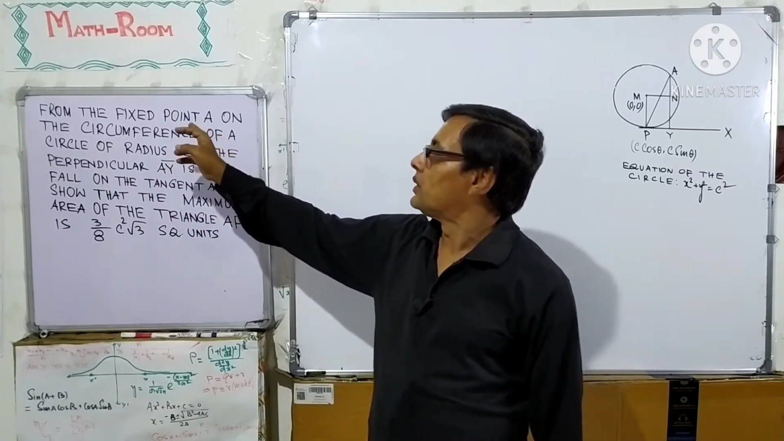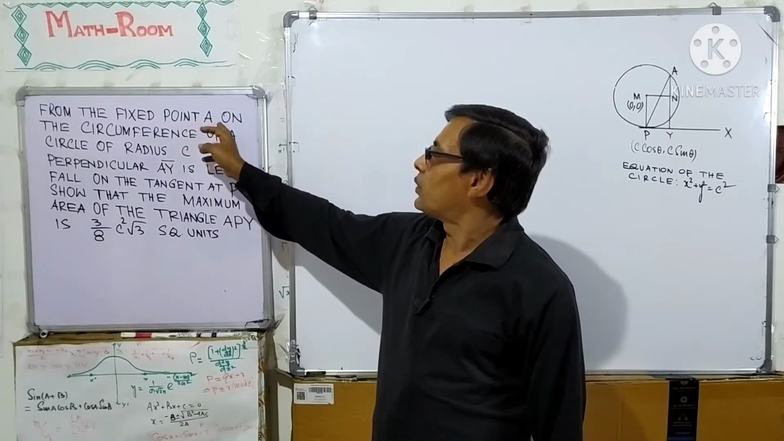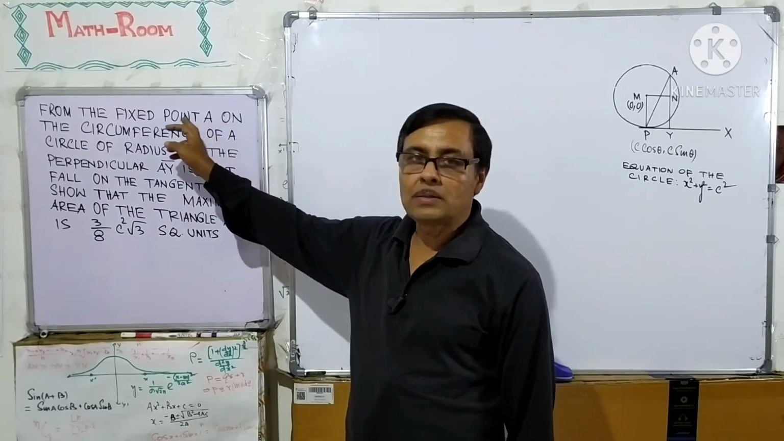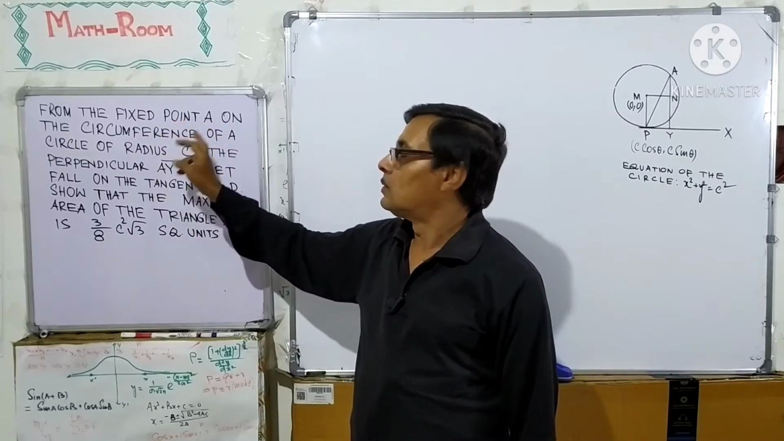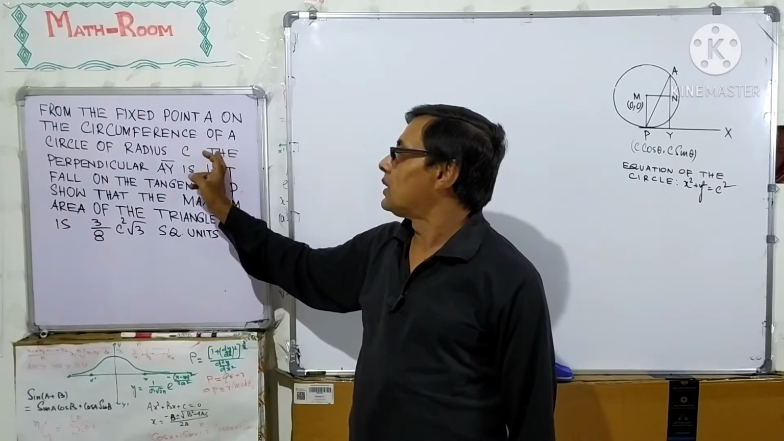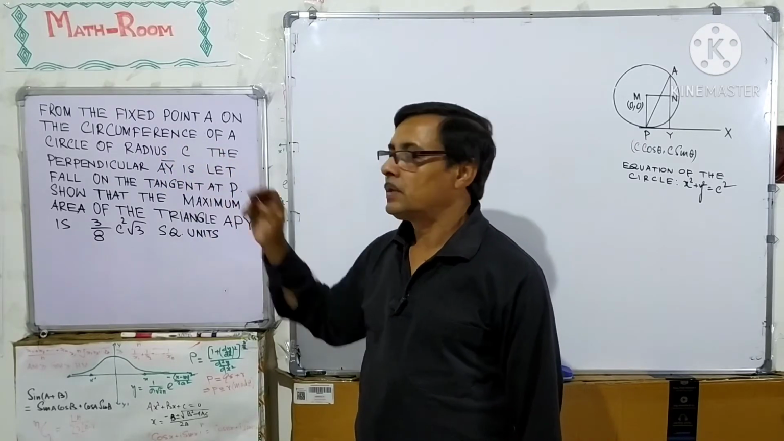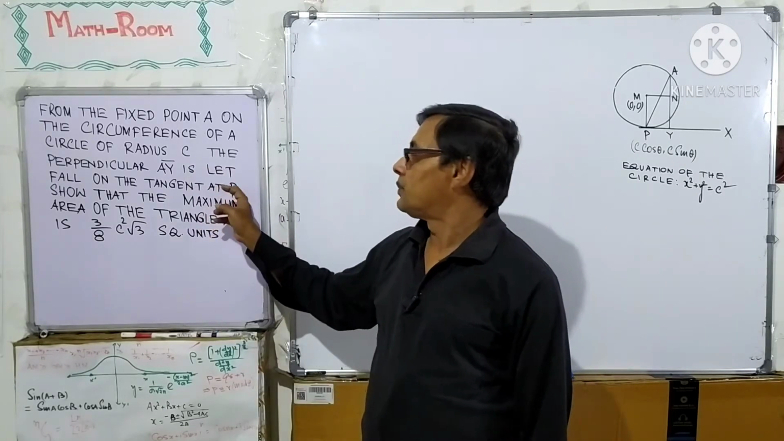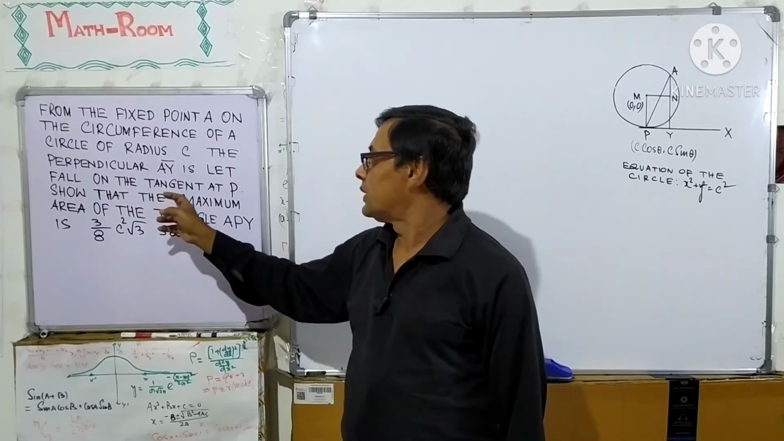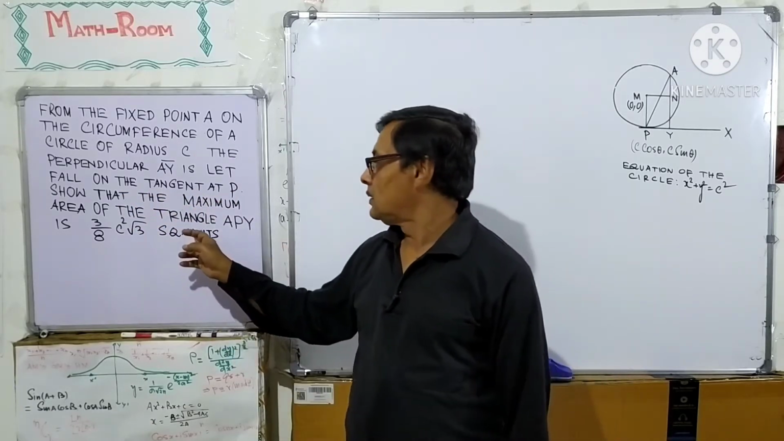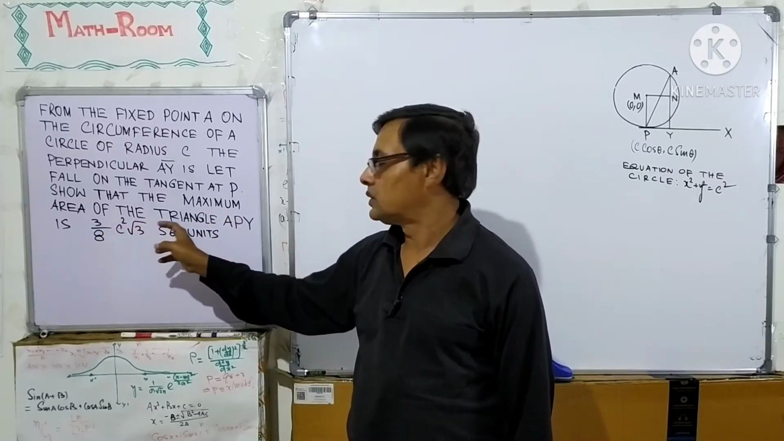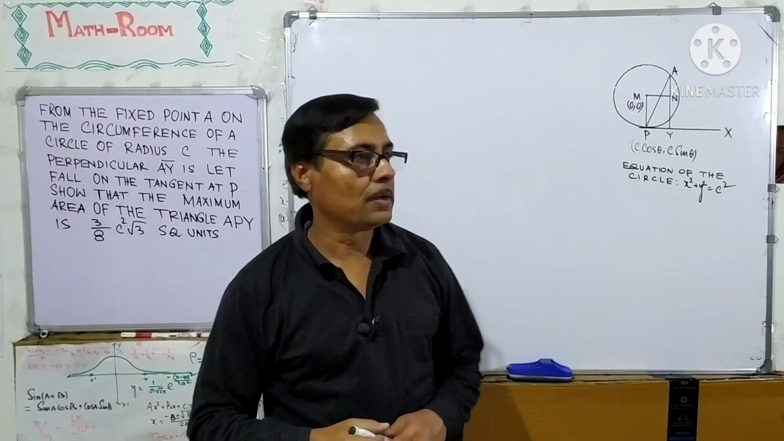This is the problem: from the fixed point A on the circumference of a circle. A is the point on the circumference of the circle whose radius is c. The perpendicular AY is let fall on the tangent at P. P is the point of contact. We have to show that the maximum area of the triangle APY is 3 over 8 c square root 3 square units. Now, let us begin.